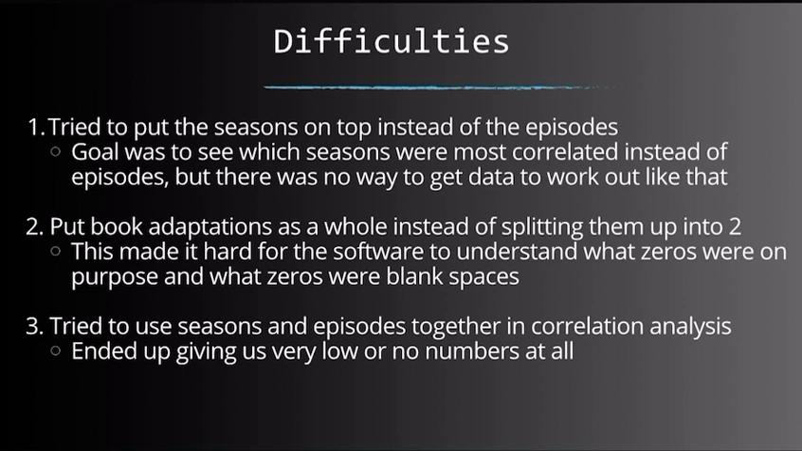Our second difficulty was when we put book adaptations together as one instead of separating them into two variables. The software wasn't able to pick up which zeros were intentional and which ones were inputted for blank spaces. The third difficulty we had was when we tried to put seasons and episodes together, like 1.1 for Season 1, Episode 1, with the ratings beside it. When we ran a correlation analysis on this, it gave us either very low numbers or no numbers at all.